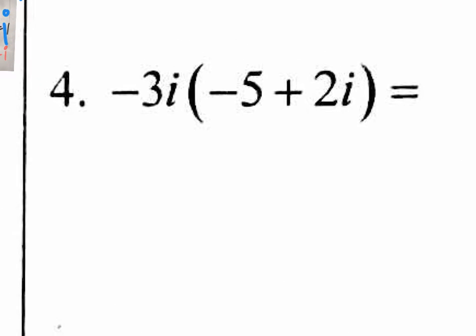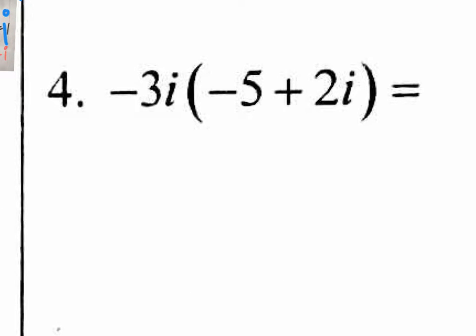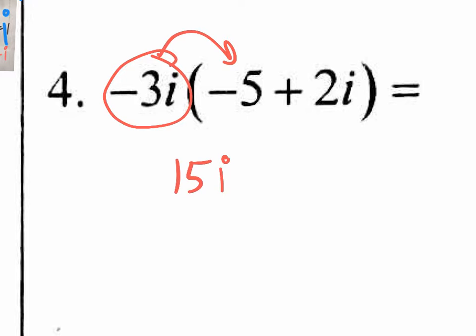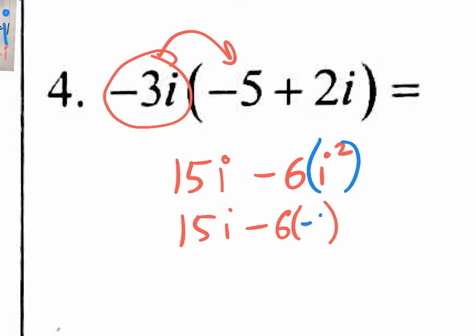Oh, I get it. So you just treat it like a regular x, but if you ever end up with the i squared, replace it with a negative 1. Because we know that i squared equals negative 1. So let's distribute right here. Negative 3i times negative 5. What do I get? 15i minus 6i squared. But what is i squared? It's a negative 1. So what I really have is 15i minus 6 times negative 1. So what I really have is 15i plus 6.